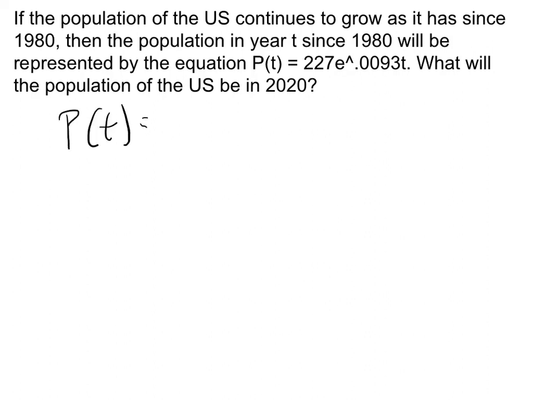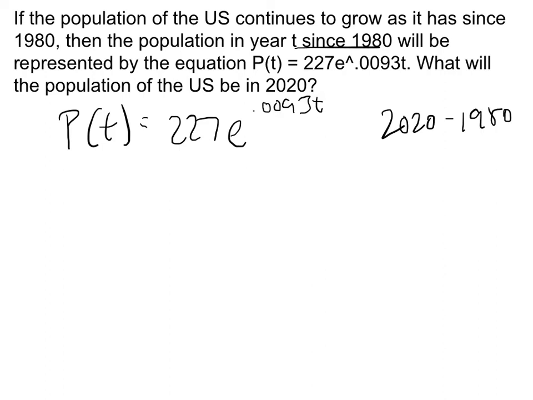P of t equals 227 times e raised to the 0.0093t. Okay? Now remember that this t represents years since 1980. So the question it's asking me is what will the population of the U.S. be in 2020? So I want to know in 2020. So 2020. Now remember, this is the year since 1980. So to figure out what my t is going to be, I have to subtract 1980 from 2020. And that tells me that my t is going to be 40 for the time. Because 40 years have passed since 1980.